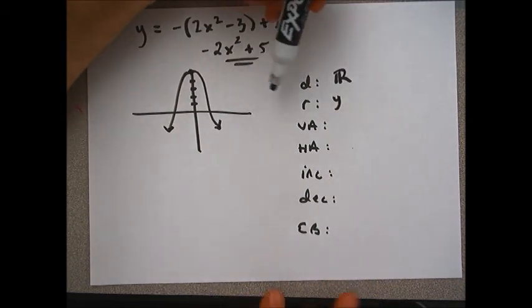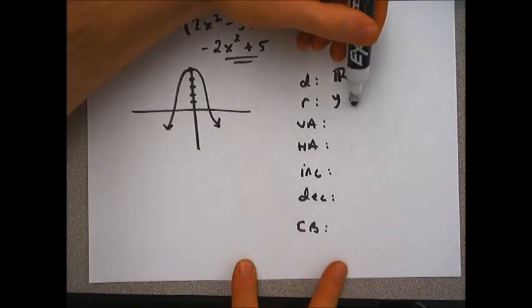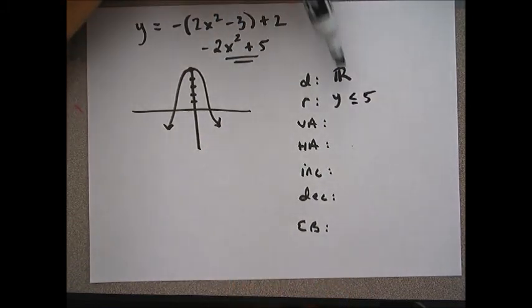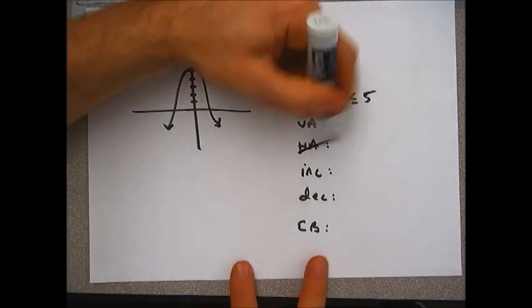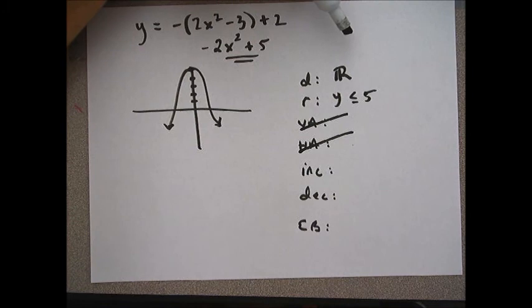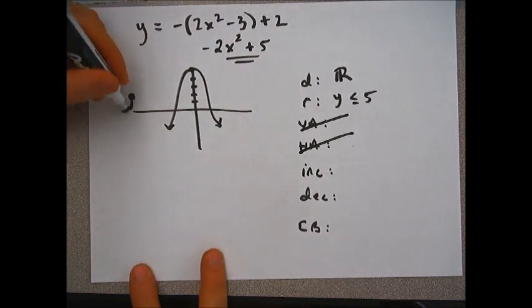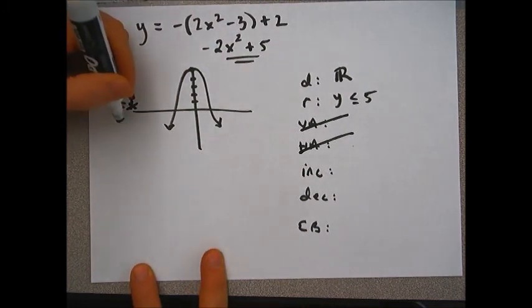It's less than because it's going down, right? Less than or equal to 5. Vertical asymptote, horizontal asymptote. Do we have any of those in a quadratic? No, so those are gone. The increase and the decrease. Increase and decrease is the guy that runs from negative infinity.